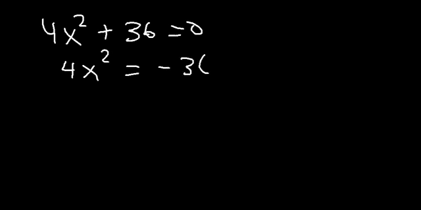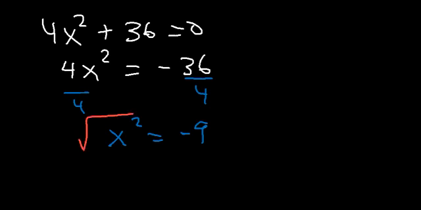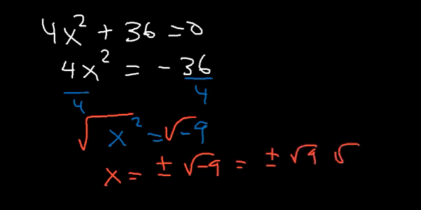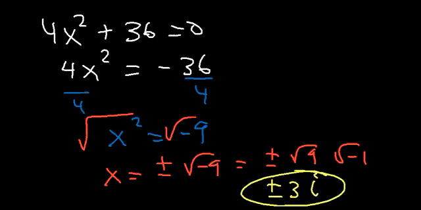So let's try this one. 4x squared plus 36 is equal to 0. So let's move the 36 to the other side, where it becomes negative 36 as you move from the left to the right side. So now we're going to divide both sides by 4. So x squared is equal to negative 9. And now we're going to take the square root of both sides. So x is plus or minus root negative 9, which is plus or minus radical 9 times radical negative 1. And the square root of 9 is 3. And square root of negative 1 is i, so we get plus or minus 3i.